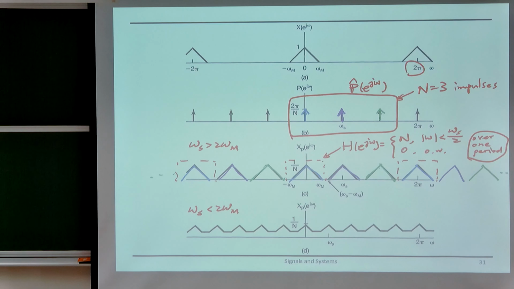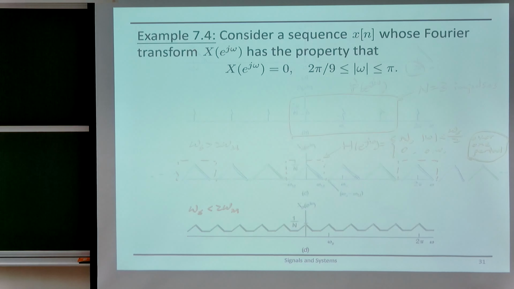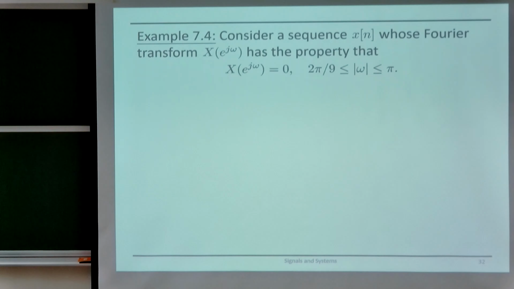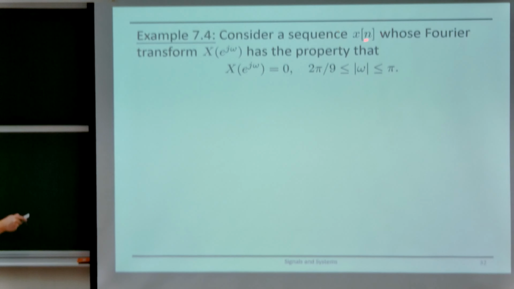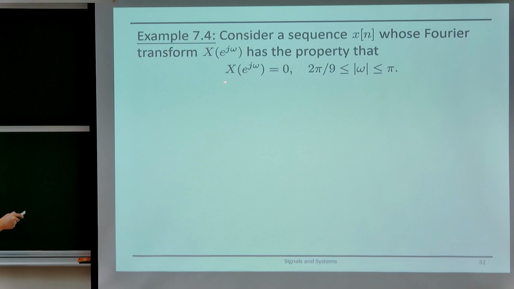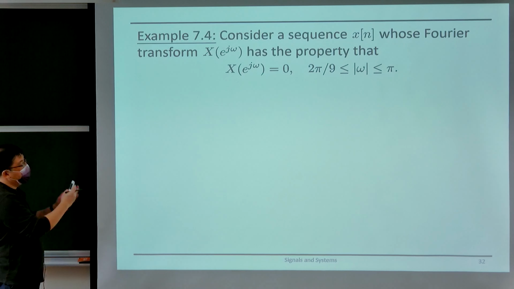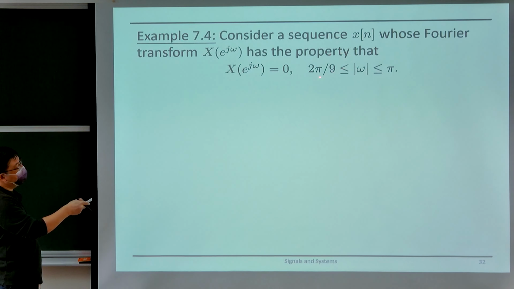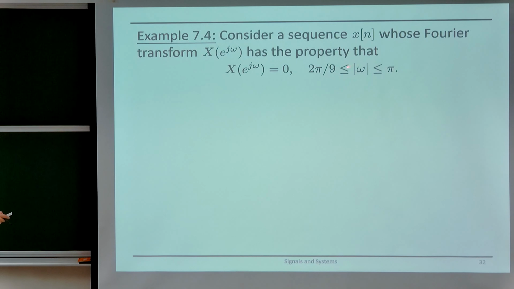Now let's look at an example. Suppose we have a discrete time sequence x[n] that has a Fourier transform that is 0 from 2 pi over 9 up to pi. Basically it's saying that the bandwidth of the signal is 2 pi over 9. It could be non-zero below 2 pi over 9. So your signal may look something like this.